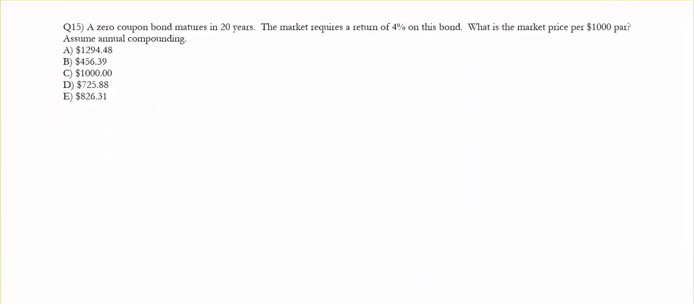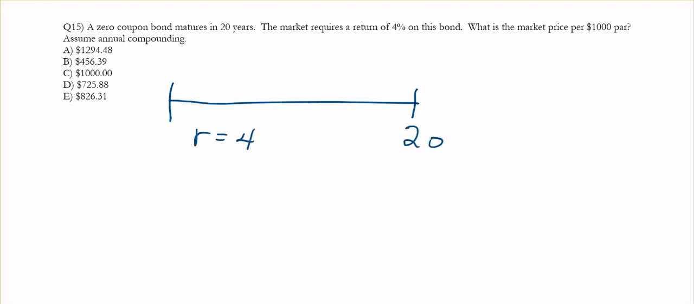All right, lastly, let's do a zero coupon bond problem. Now, zero coupon bonds are the easiest because it's really just a lump sum problem. We have a zero coupon bond that matures in 20 years. Required rate of return on the bond is 4%. Since we're assuming annual compounding, the discount rate is also 4%. What's the market price of the bond? And that's simply, what's the PV of this lump sum? Where you have $1,000 in 20 years, the par value.